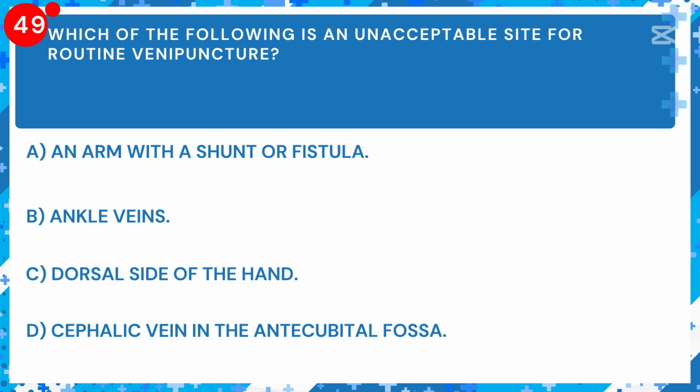Question 49. Which of the following is an unacceptable site for routine venipuncture? A. An arm with a shunt or fistula. B. Ankle veins. C. Dorsal side of the hand. D. Cephalic vein in the antecubital fossa.